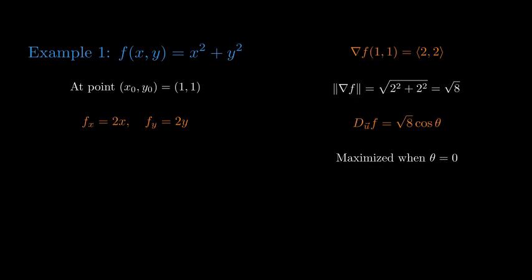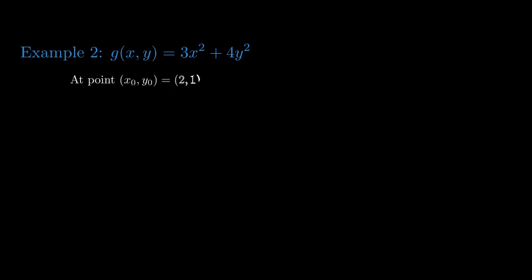Let us consider a second example. Suppose we have the function g of x and y equals 3 times x squared plus 4 times y squared at the point (2, 1). The partial derivative with respect to x is 6 times x, evaluating to 12, and the partial derivative with respect to y is 8 times y, evaluating to 8, giving us a gradient vector of (12, 8).